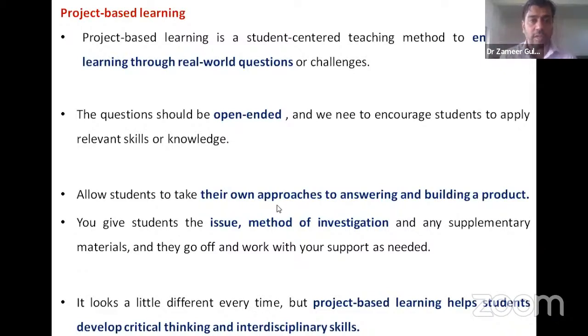We should encourage them. We should ask them, you go and prepare a project on it. Whether the project is small doesn't matter. The main thing is we should welcome them. And in project-based learning, the questions should be open-ended.